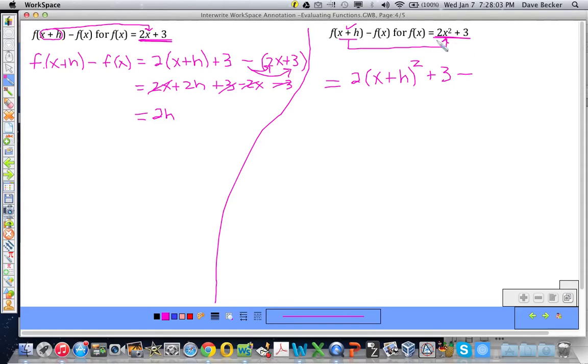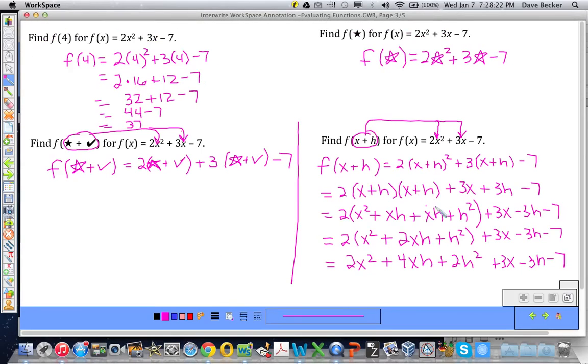So minus the original function. Again, I'm just going to replace f of x with what it is equal to, and it is equal to 2x squared plus 3. Please, please, please do not forget the parentheses. Now we have already expanded x plus h, the quantity squared. Let's just go back, just so we don't have to do it again. And remember, it simplified right here to x squared plus 2xh plus h squared. So if you forget how, just back up and take a look, okay?